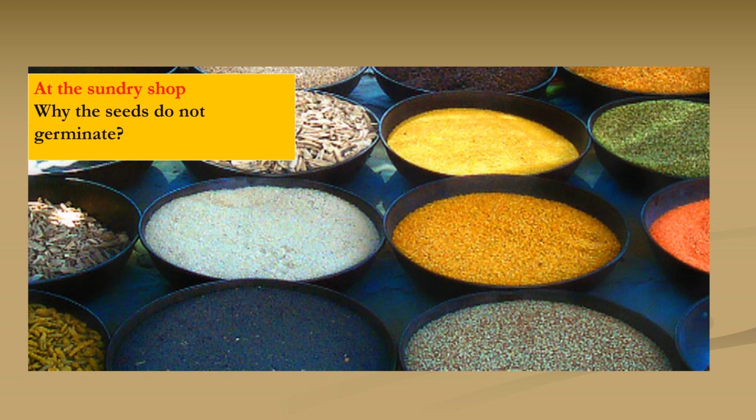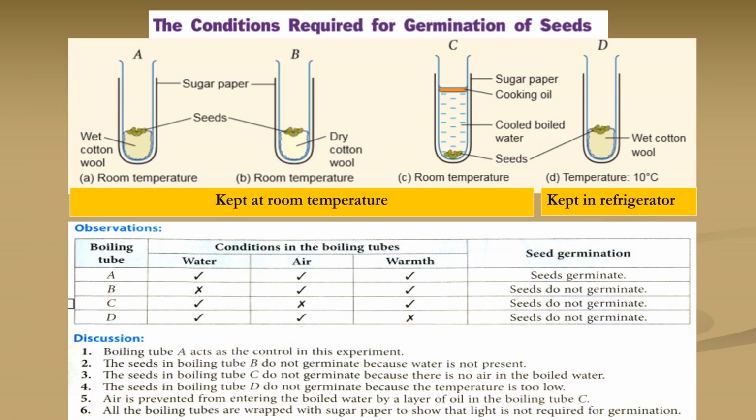Look at the various types of seeds sold in the sundry shop. These seeds could have been stored for many years. Why don't the seeds germinate? Seeds need suitable environmental conditions for them to germinate. In order to determine the conditions, we need to carry out an experiment.